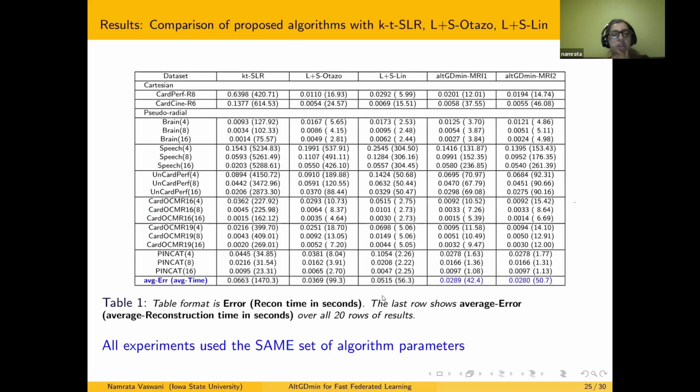So here's a lot of the evaluations on retrospective data. My error format is error, which is the root mean squared error. And in parentheses, I have the time taken, the reconstruction time. And then the last row, I'm just averaging all the 20 rows just to report one number and argue that the 2 Orgy-Demon MRI versions have both smaller error on average and are faster on average. And then we compare with state-of-the-art L plus S and low rank plus sparse algorithms from the literature.